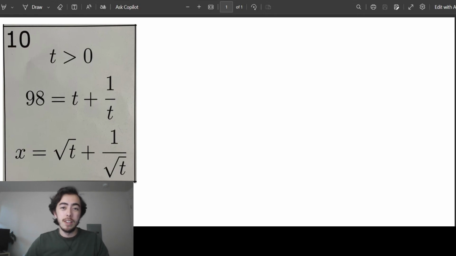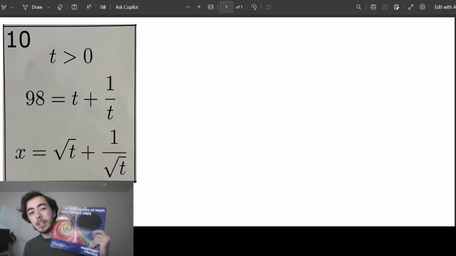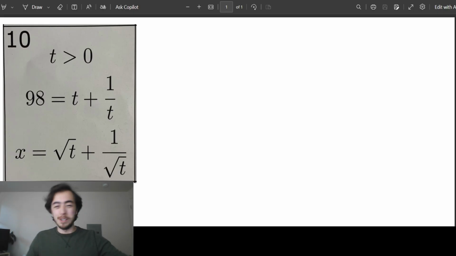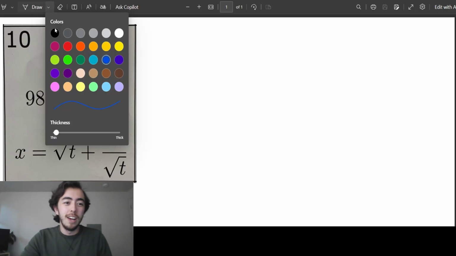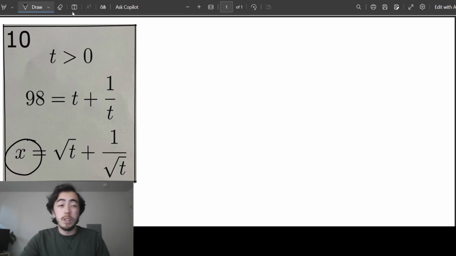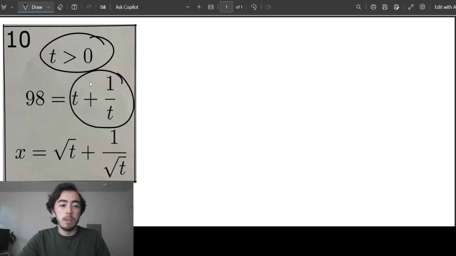Today's October 10th, and we're solving problem 283 from the Daily Epsilon calendar. The answer today should be 10 because it matches today's date. So we're trying to solve for x. This x right here should be 10 today. And it looks like we're given some information about t. It's a positive number, and once we plug it in here, we get the number 98. And supposedly, once we know what t is, plugging it in here and here gives us 10.